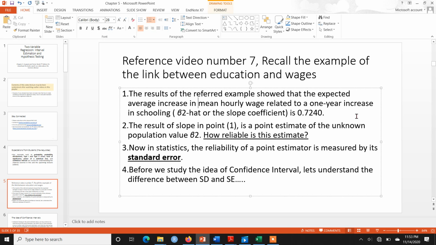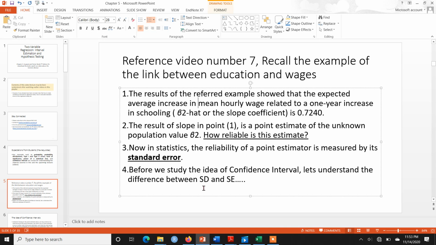In statistics, the reliability of a point estimator, or an estimator that is coming out of a sample, is measured by its standard error. So before we study the idea of confidence interval, you must know the difference between standard deviation and standard error, which I have abbreviated here as SD and SE. SD is standard deviation and SE is standard error.